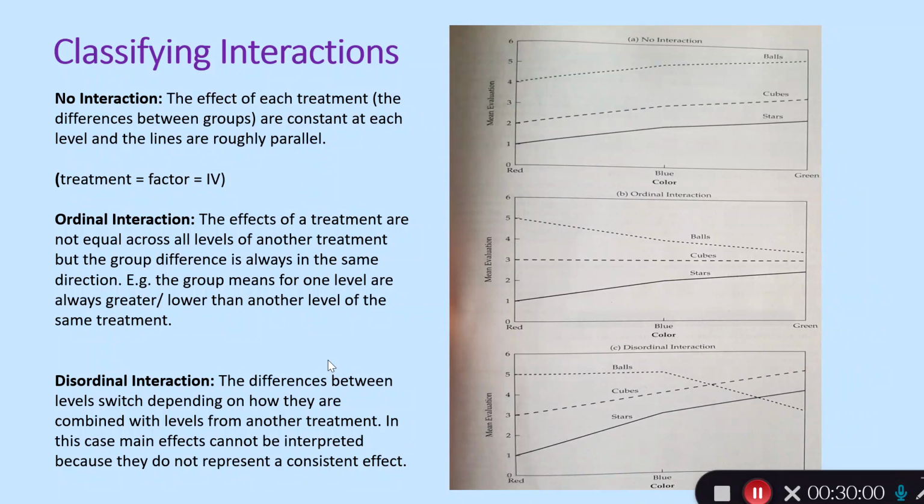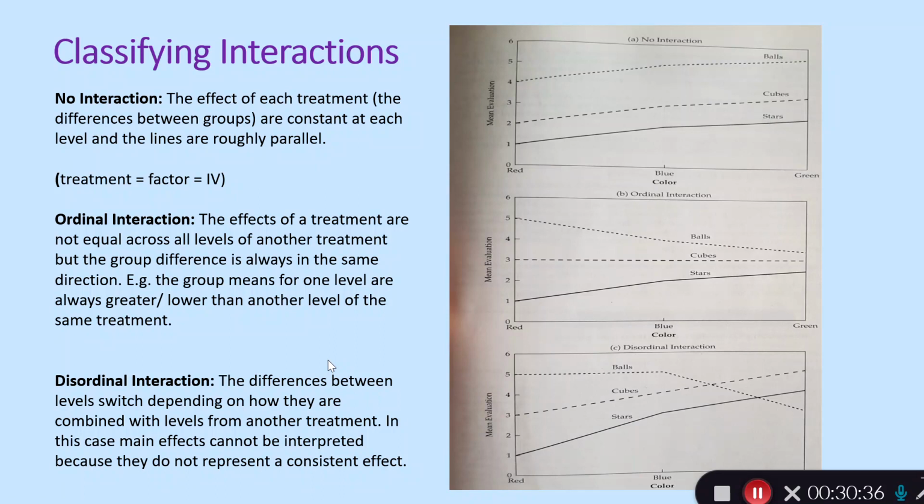All right, and it's unlikely at undergraduate level that you would talk about ordinal interactions like this. The third one there is the disorderly interaction. Okay, and this was the type we saw a couple of slides back for that 2x2 design. And here the differences between levels switch depending on how they are combined with levels of the other independent variable. Okay, in this case, main effects cannot be interpreted because they do not represent a consistent effect.